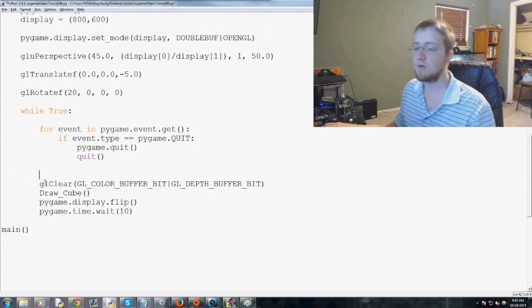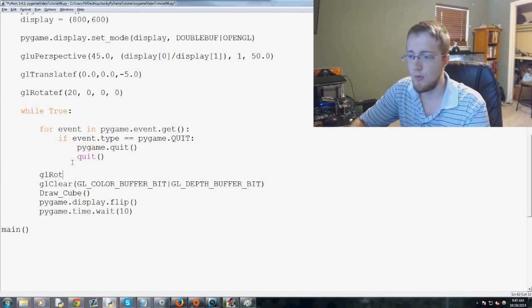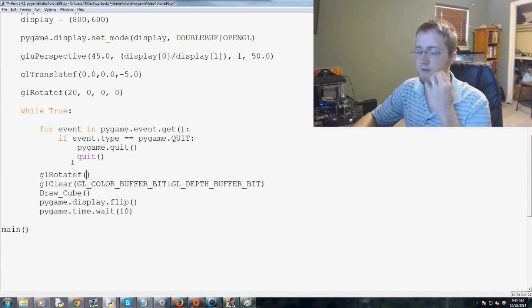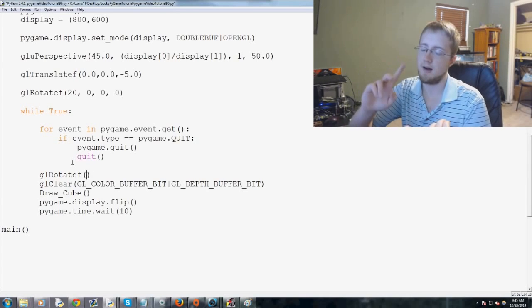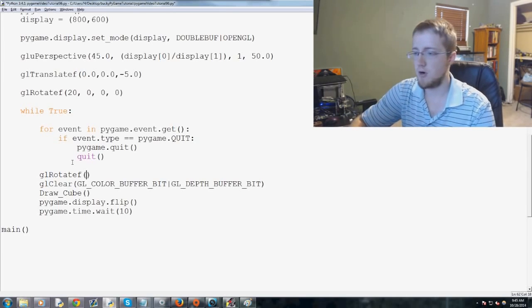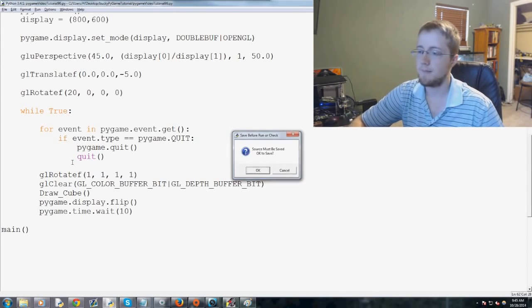That function, we'll put right before GL clear, and that's going to be glRotatef. It takes the following parameters: degrees, X, Y, and Z, or angle, X, Y, Z. We'll just modify it by 1, and then for X, Y, Z, let's just put 1, 1, 1. Okay? So save and run that.